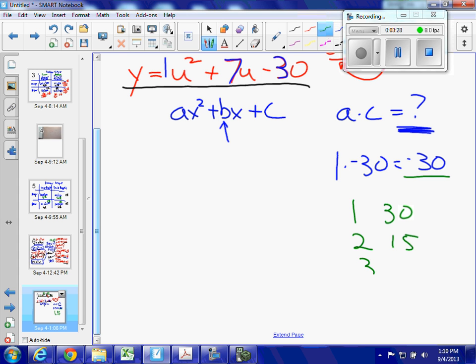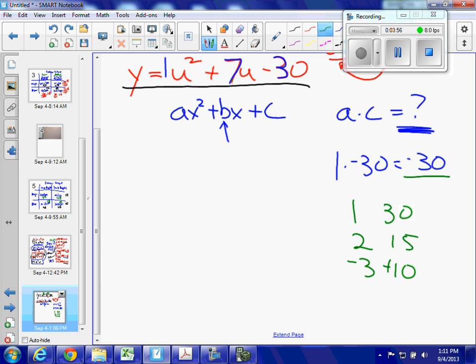And there's 3 and 10, and lights start to go off. Ding, ding, ding, right? Because the difference between 3 and 10 is, in fact, 7. Since it has to be negative 30, one of these is going to be negative, and my middle term here is a positive 7, so I'm going to have a positive 10 and a negative 3.